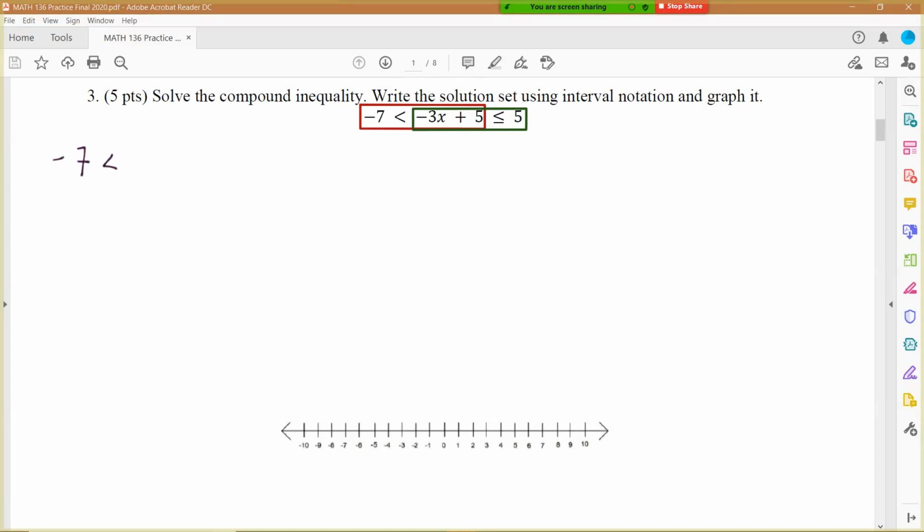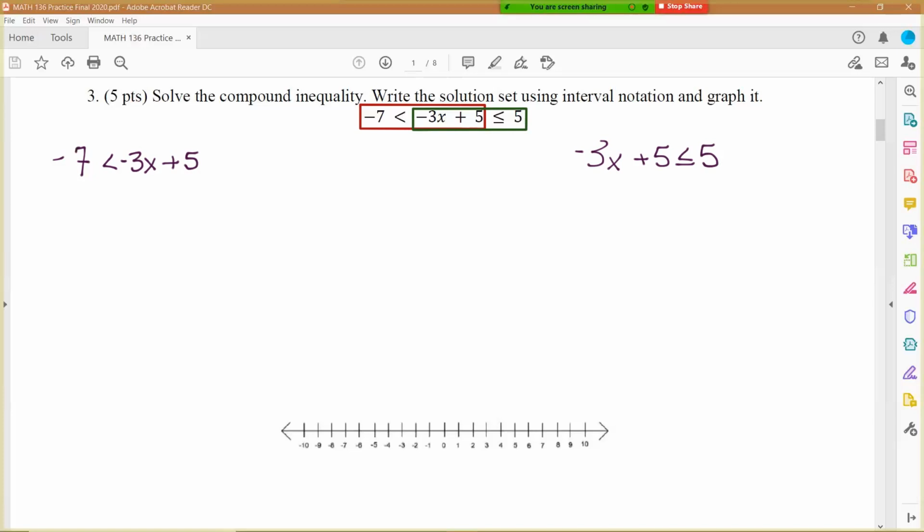-7 is less than negative 3x plus 5. That's the first problem, my red box. And we're also going to solve the green box. Negative 3x plus 5 is less than or equal to 5. So we broke this up into two problems. Again, that middle portion gets used twice. Then we're just going to solve both of these.